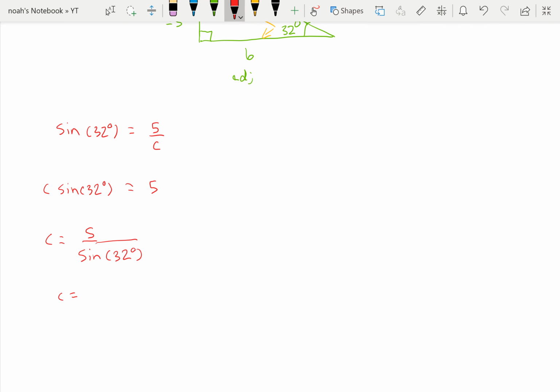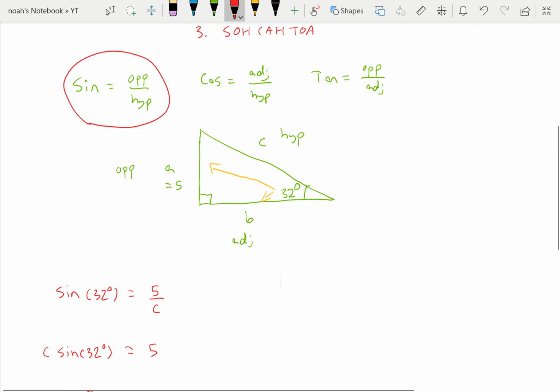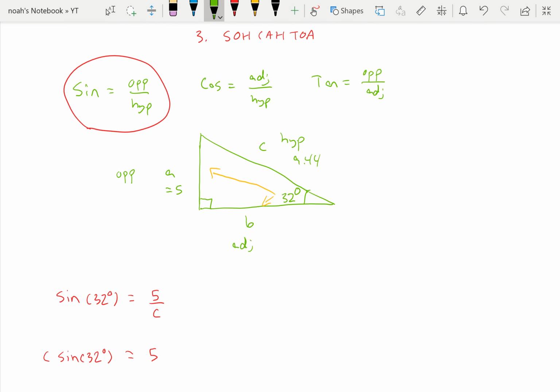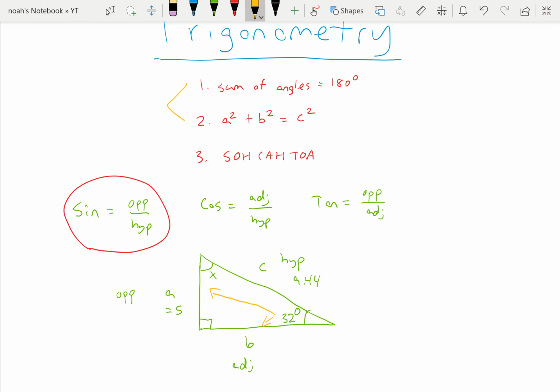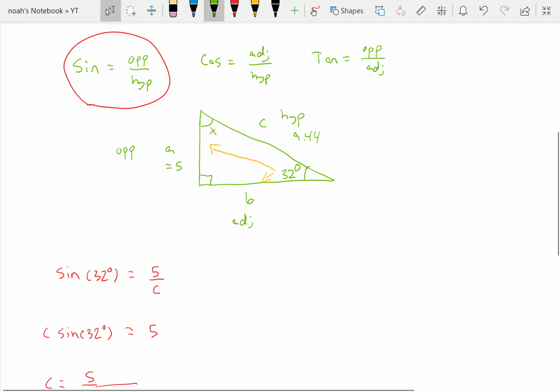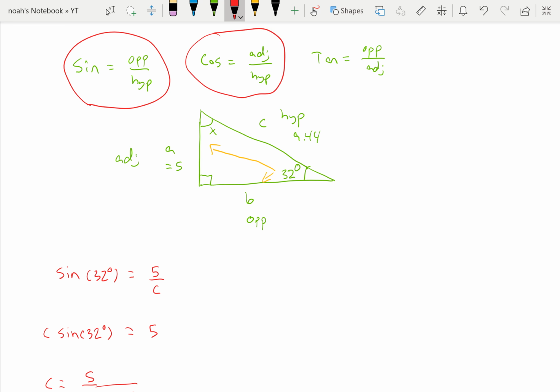Plug this in on a calculator, you'll get approximately 9.44. Now, let's say we want to find this angle x. We don't need to use SOHCAHTOA. We could use one of these two principles, but just for the sake of example. You'll notice adjacent and opposite are switched around because we're going relative to angle x. So now we want to use cosine equals adjacent over hypotenuse, because we have this one and this one.